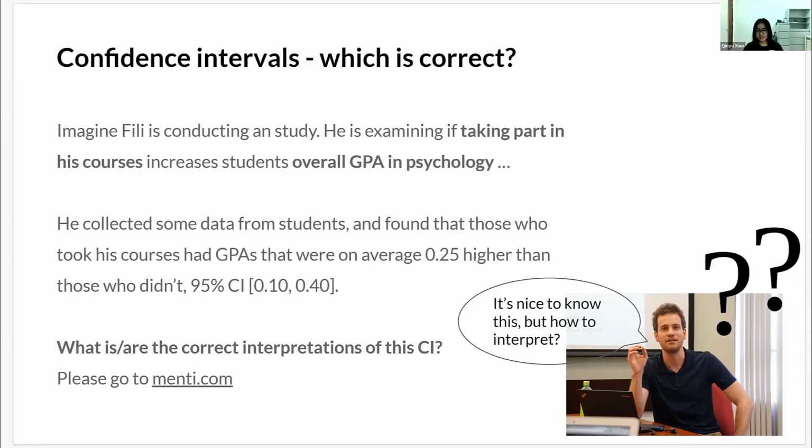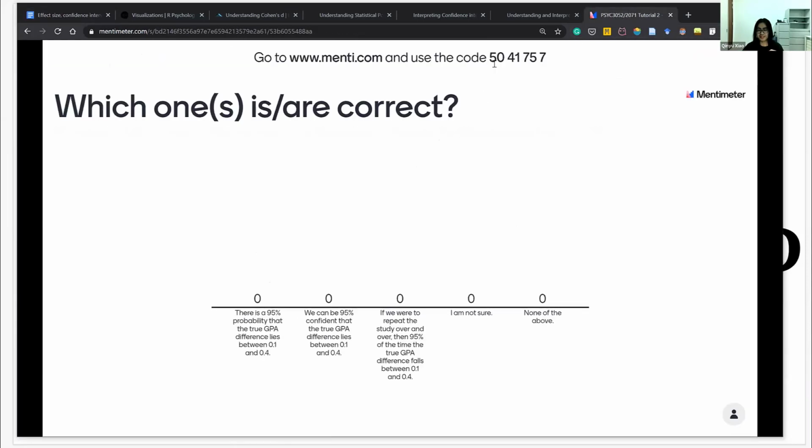He collected some data from students who attended and those who did not, and found that those who took his courses had GPAs that were on average 0.25 higher than those who did not. This is an unstandardized effect size, just to make sure. The 95% confidence interval for this unstandardized effect size is 0.1 to 0.4. It's nice to know this, but how do we interpret it? Now I would like to invite you to go to Menti, use this code, and answer the question: how do we interpret this confidence interval?